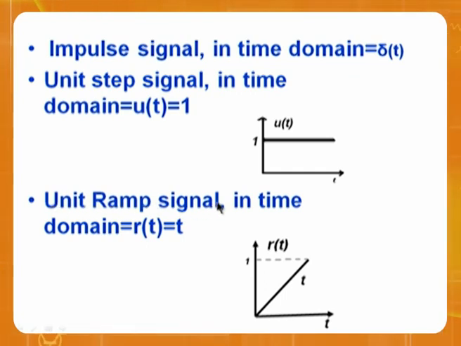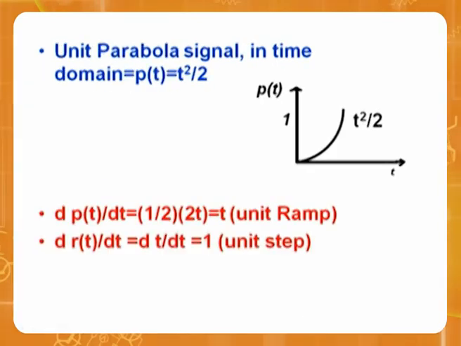Then the unit ramp signal in time domain, we call it r of t, r for ramp, u for unit step, and its value is t. When you say r of t is t, you can observe this is 45 degrees, slope is 1. So this is the third standard signal. The fourth signal is the unit parabola signal in time domain. Let's say p of t is t square by 2. This is the parabola shape.